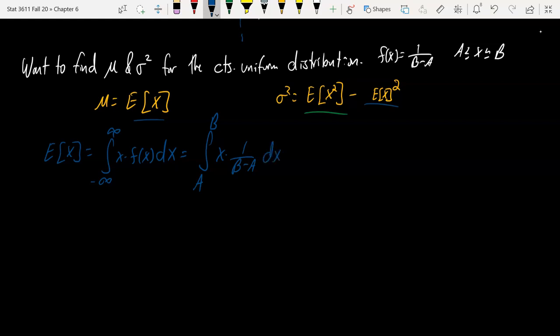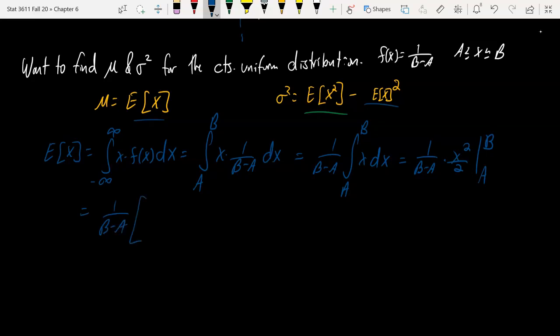b and a are constants, right? So we can bring the 1 over b minus a term outside of the integral with the constant multiple rule. And so we're just going to integrate x dx from a to b. So far so good. What's the antiderivative of x? That would be x squared over 2, evaluated from a to b. We've got a little bit of algebra to work through here: 1 over b minus a times b squared over 2 minus a squared over 2, if I plug in my bounds.